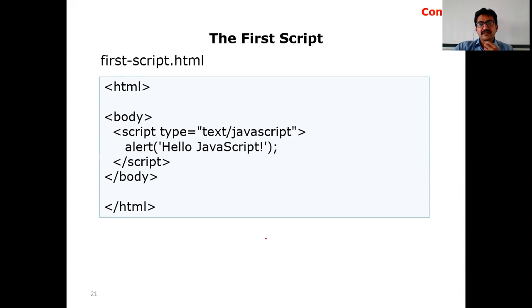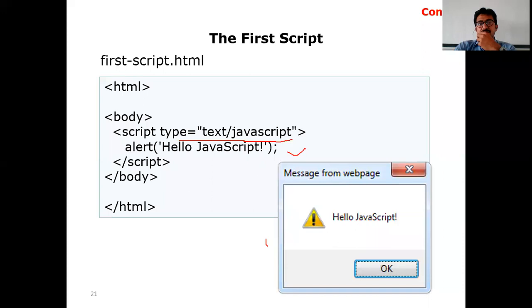So already we have seen that this is very important. Type equal to text slash JavaScript is very important, right? Without that, it is not possible to access the JavaScript. So alert of hello JavaScript. So here we are using just alert message. Now this is a simple program.